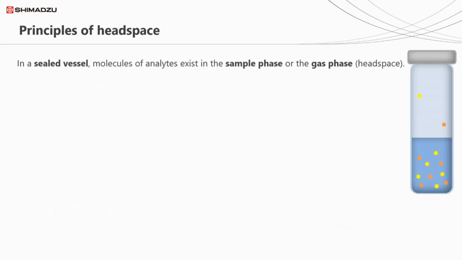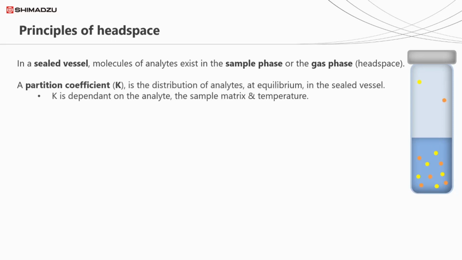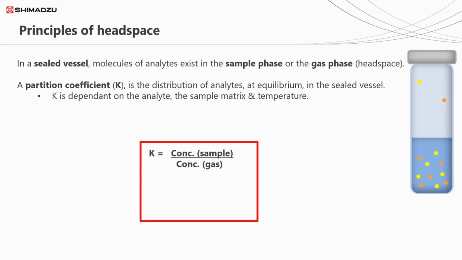In a sealed vessel, molecules can either exist in the sample phase, which corresponds to the liquid phase in this example, or in the headspace phase, which is the gas. The percentage of a compound's molecules in the headspace relative to the sample is known as the partition coefficient, or K. The larger this number, the higher the percentage of an analyte in the sample compared to the headspace. Each compound has its own value, which varies depending on the conditions. K is calculated by dividing the concentration in the sample phase by the concentration in the gas phase.